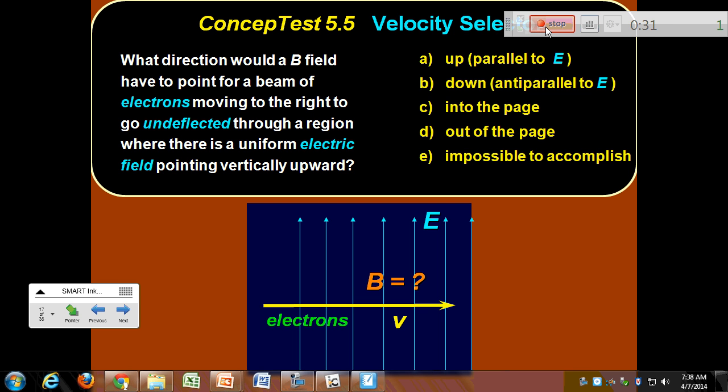And here we have an electric field acting on a stream of electrons. And so the electric field gives a force. The electric field is up here. What's the direction of the force on the electrons due to the electric field? Not the magnetic field, the electric field. Not a right-hand rule thing.